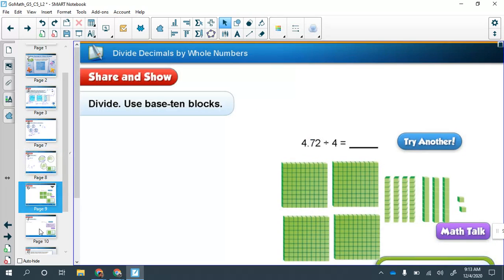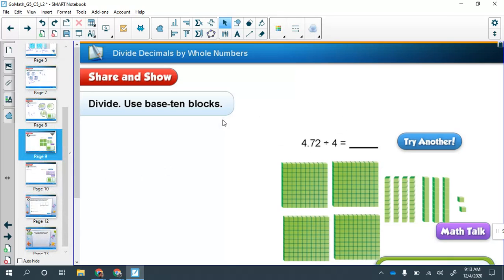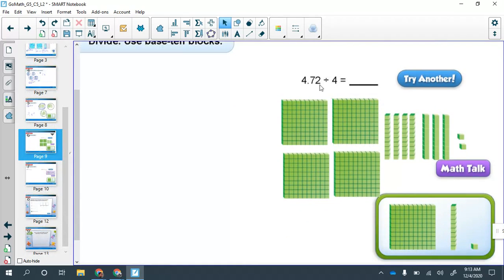Let's try another one here, see how this one goes. This one is a little bit more in depth because now we don't just have ones and tenths, we are also including some hundredths. So we're going to divide 4 and 72 hundredths by the number 4. Here I have my 1, 2, 3, 4. I have 7/10 and 2 hundredths.